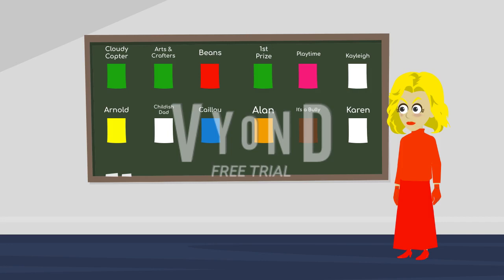Stop, both of you. Kaylee and Arnold, the explanation you gave is wrong, and Playtime's, Caillou's and First Prize's is correct. Arnold, your card will now be changed to orange, and Kaylee, yours will be changed to yellow. Playtime, Caillou, and First Prize, since you told the class the correct explanation of dividing a number by 0 and 0 by a number, along with multiplying a number times 0 and 0 times a number, your cards will be changed to green, bronze, and blue. And Cloudycopter and Arts and Crafters, for good manners, your cards will be changed to purple and magenta.